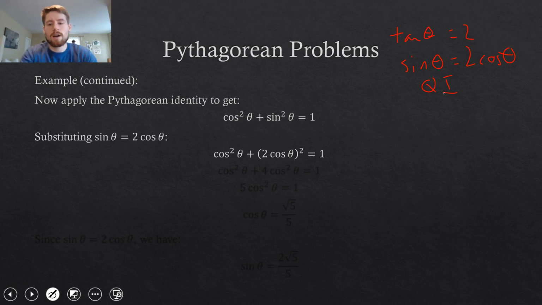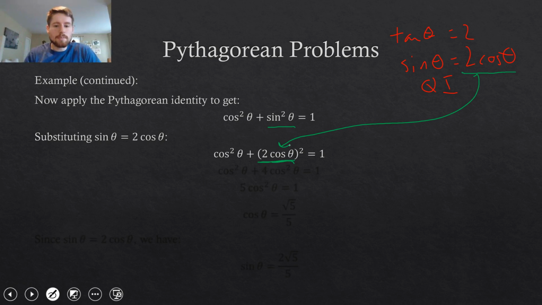So that tells us now, I'm going to do a little color coding here. Because of this equality, wherever I see a sine of theta, I can replace it with 2 cosine theta. So I'm going to put 2 cosine theta in here. And so that gives us cosine squared theta plus (2 cosine theta) squared equals 1.